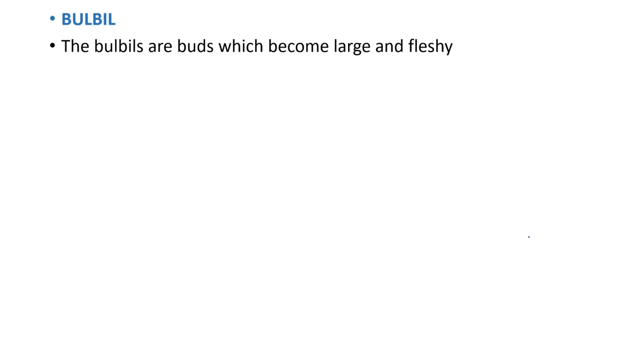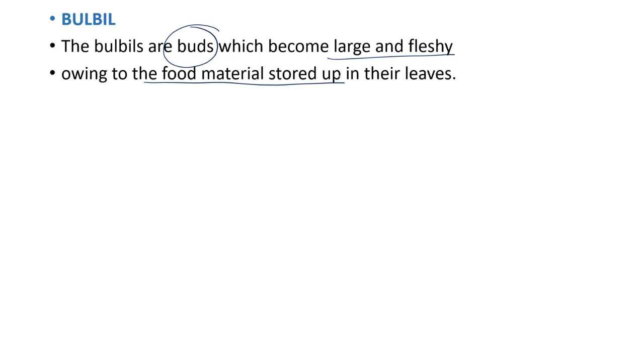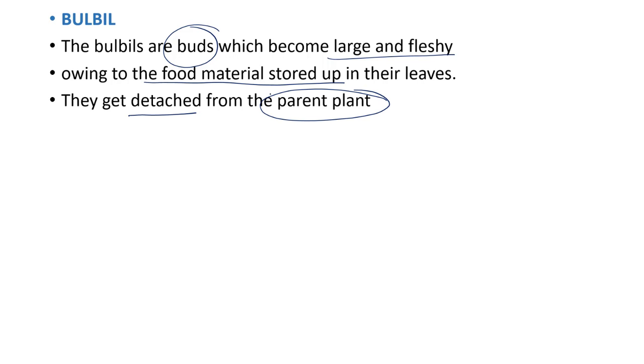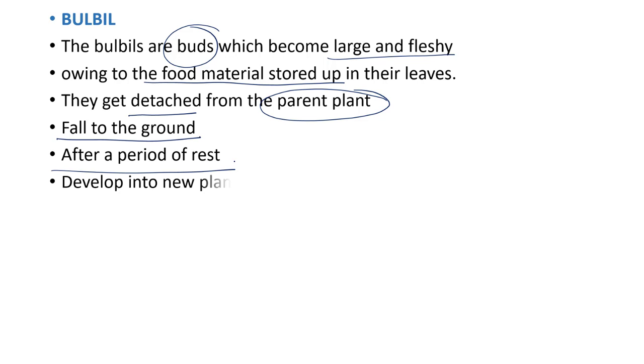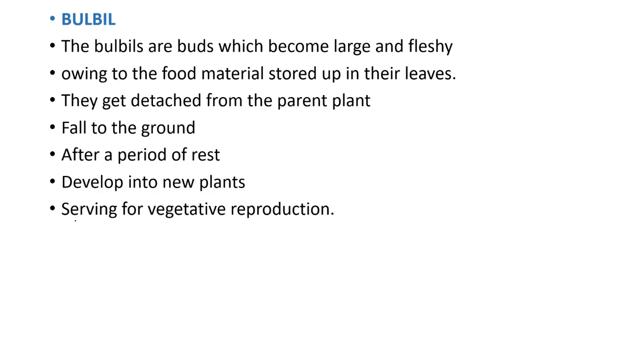Bulbils are basically buds, but they become large and fleshy due to the storage of food material in their leaves. So they become thick and fleshy, and finally they get detached from their parent plant, and these buds grow into a new plant. They fall to the ground, and after a period of rest develop into new plants. So these are known as bulbils, and they are also found in certain plants. The bulbils usually serve for vegetative propagation, propagating the plant vegetatively.